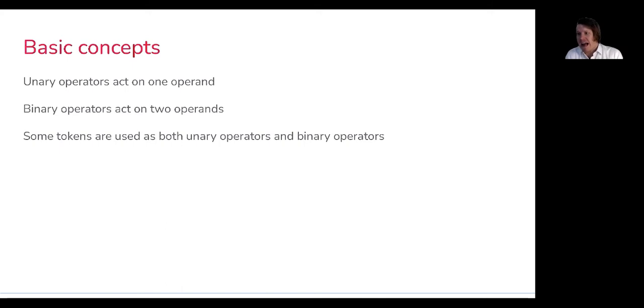So just a couple basic concepts here. Unary operators are going to act on one operand. An example of this might be -7, where the operator is simply signifying that its operand is a negative integer value. Binary operators act on two operands. For instance, plus, we're adding two integer values together. Some tokens are used as both unary and binary operators. For instance, -7 to signify a negative integer value, and then subtraction with 8 minus 7 would be another example of this.